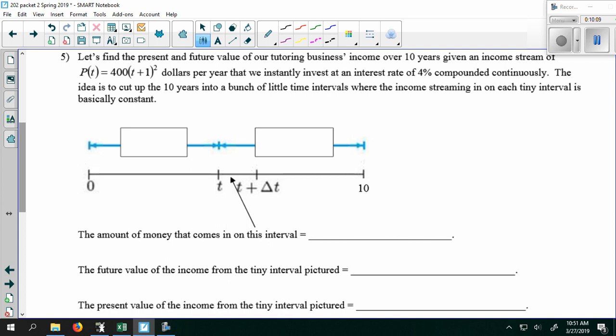So here I have a timeline, 0 to 10 years, and I picked a random moment in time t that we're going to investigate its future and its present value. So this random moment in time t means that this distance from 0 to t, this time distance, is just t years, right? And then the distance from t to 10, how many years is that? 10 minus t years. So the length of this interval from t to t plus delta t, the length of that interval is delta t years.